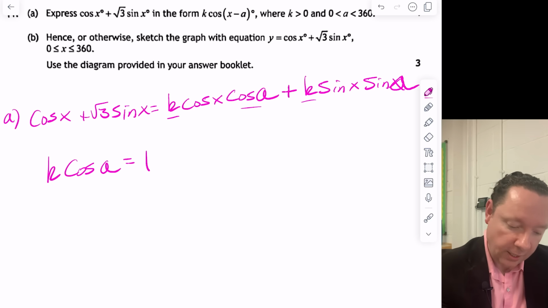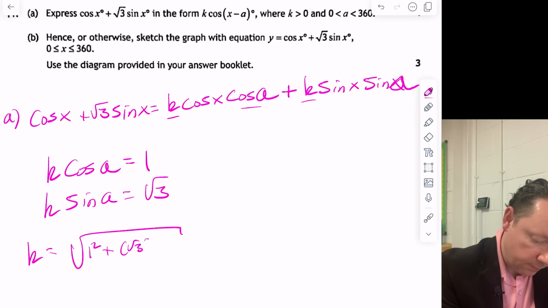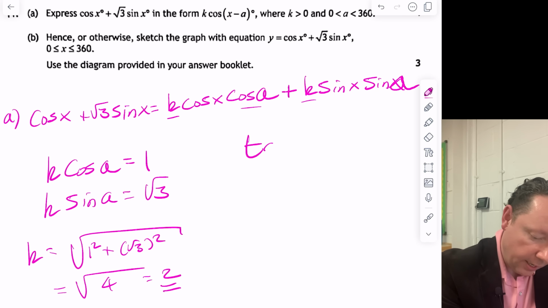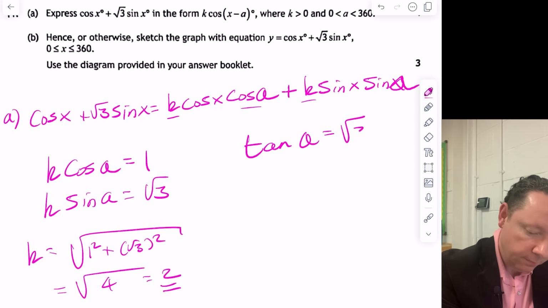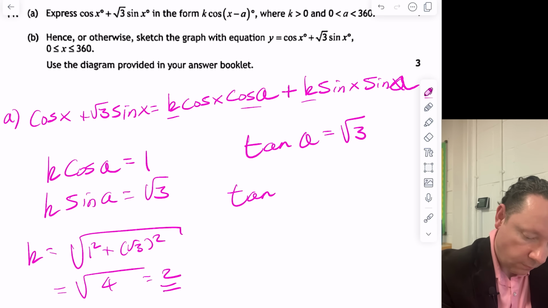And in front of sin x, we've got k sin a. So k sin a equals root 3. So to get our k, it's the square root of 1 squared plus root 3 squared. That's the square root of 1 plus 3, which is 4, which is 2. Then we can say that tan A is sine over cos, root 3. So then we do the inverse tan of root 3.